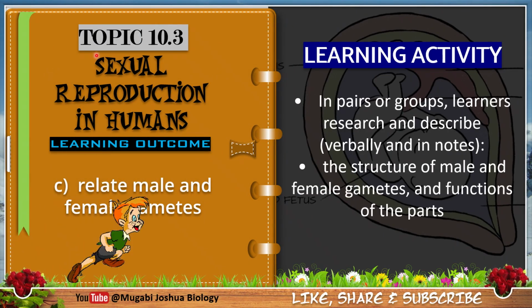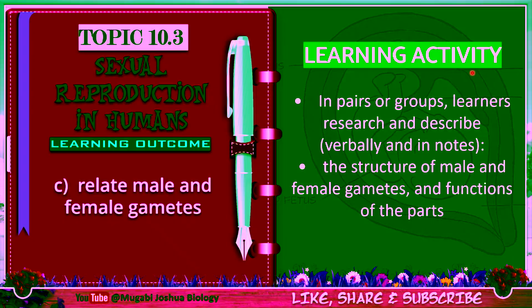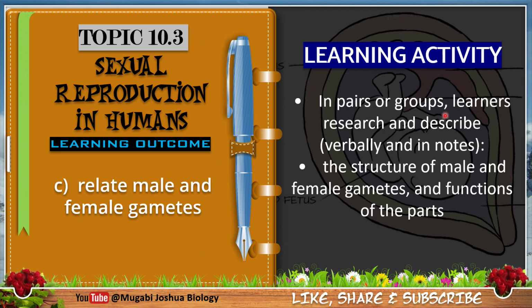Thank you for participating in topic 10.3, sexual reproduction in humans. We have been looking at learning outcome C, relate male and female gametes. Our learning activity: in pairs or groups, learners research and describe verbally or in notes the structure of male and female gametes and the functions of the parts.